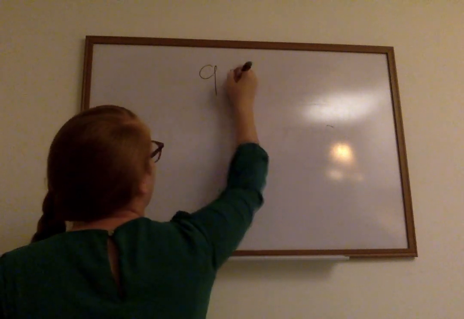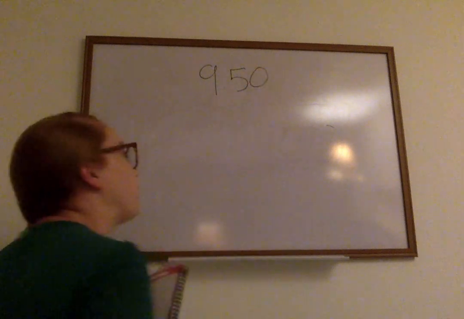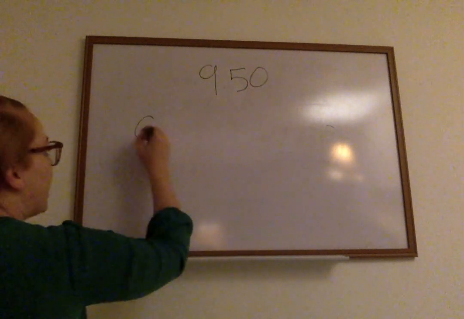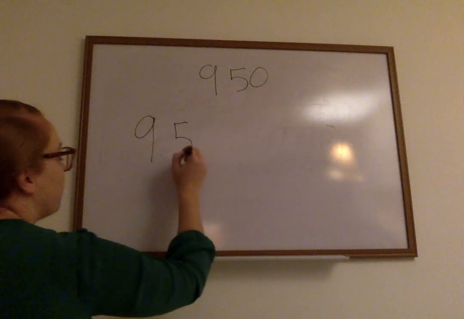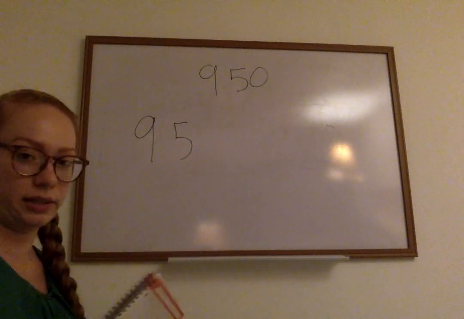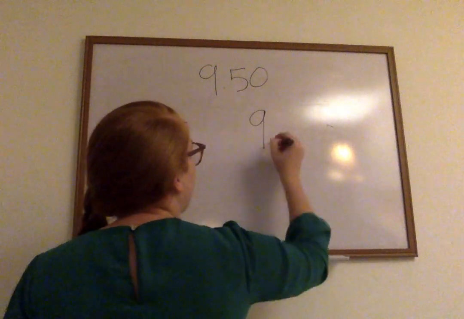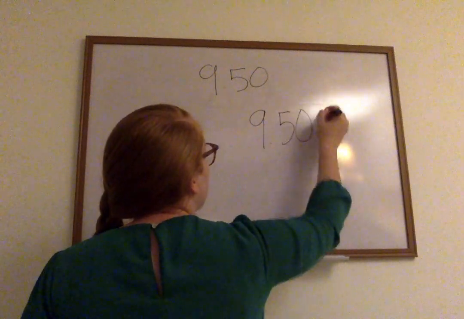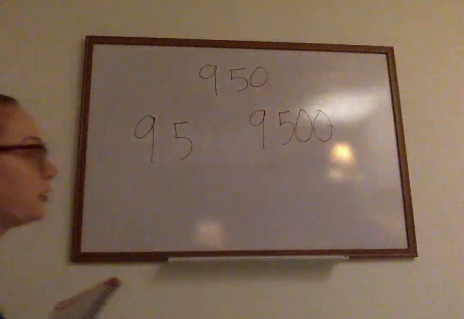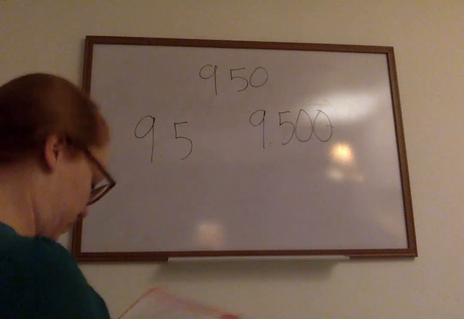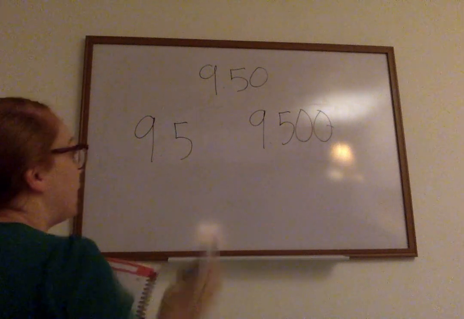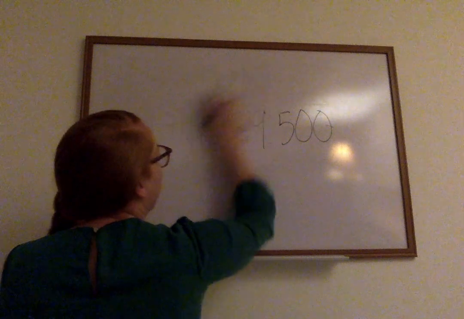If I had 9 and 5/10, I could write 9.5, same value, looks different. Or I could write 9.500, looks different than the other two, still the same value. Then on 1-5, we worked on comparing decimals.